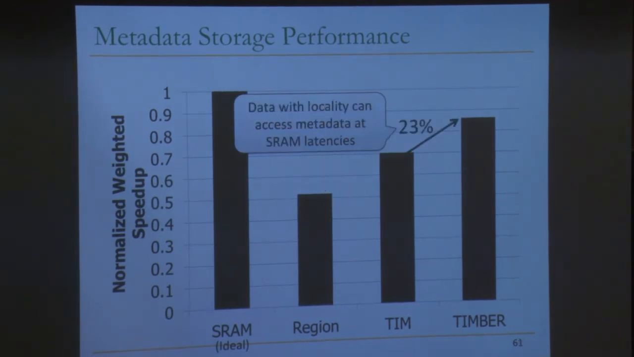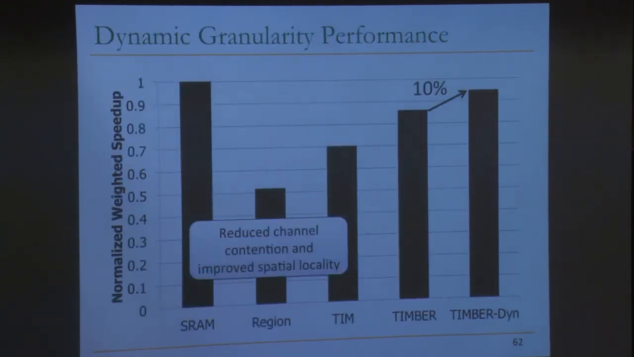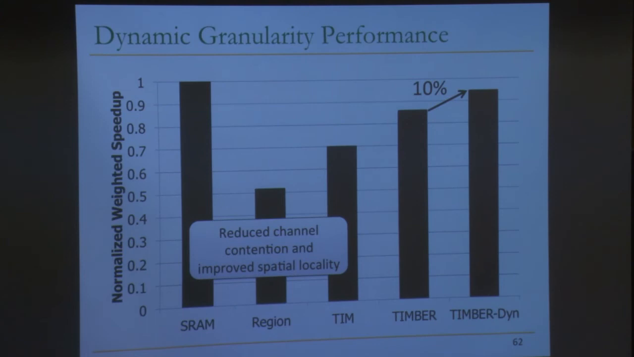And the benefit of caching some of the tags in a small buffer is that if you have data with good locality, it now just sees the DRAM as if it was in the ideal case, which is that it basically has SRAM access latency to figure out if some data is cached or not.